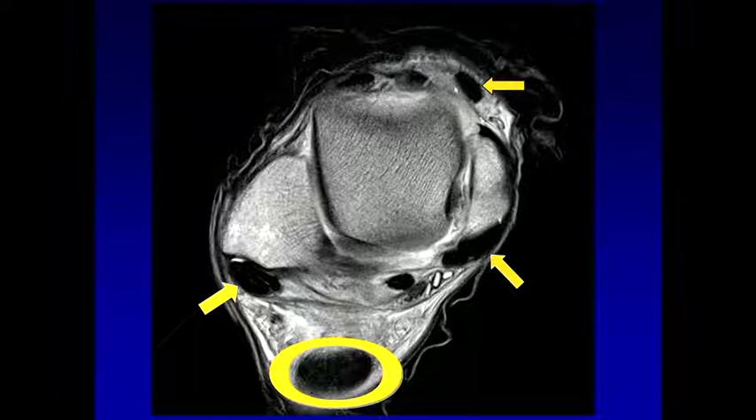I'm not going to have time to cover the anterior tibial tendon. It's not a common pathology, but just keep it in mind to look for it. The rest of the extensor tendons are really rarely abnormal.